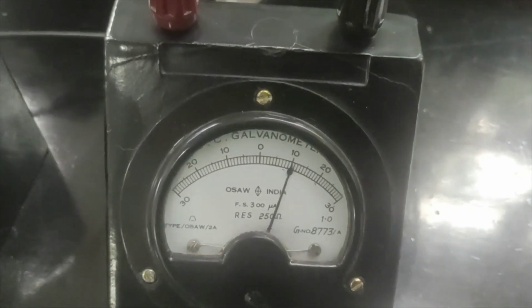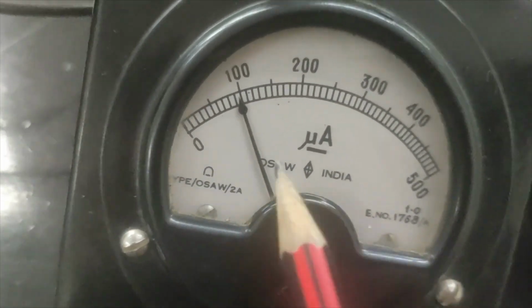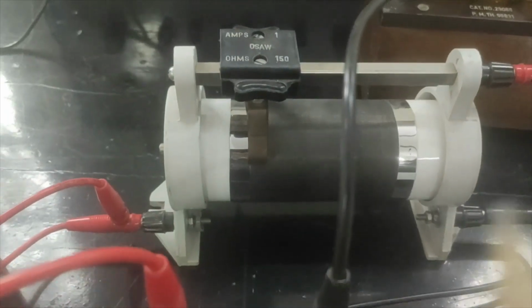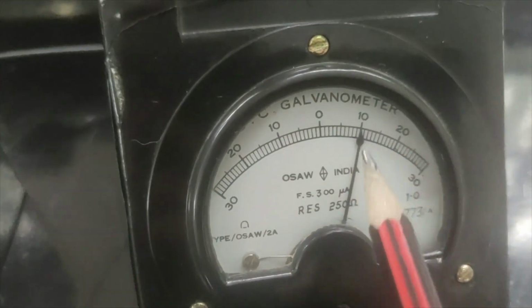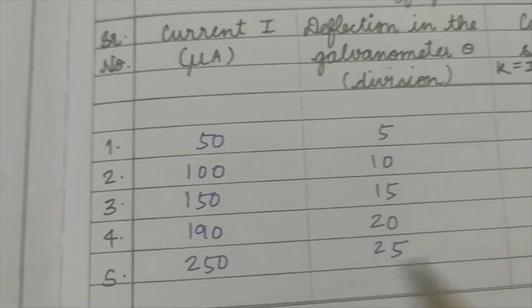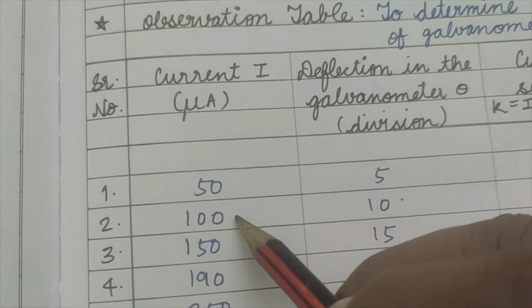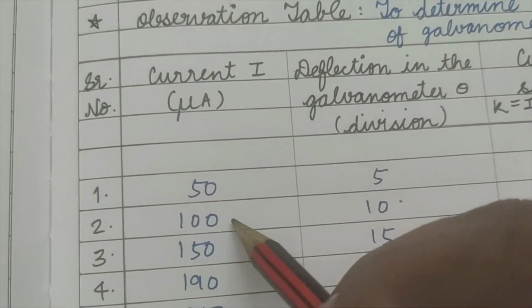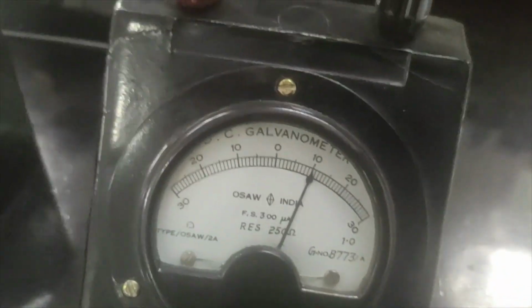Okay, for 10 divisions in the galvanometer, what I'm going to have is the 100 microampere current. So I have to note it. When I adjust the rheostat and make 10 divisions in the galvanometer, the corresponding current is 100 microampere. So I'll note it here. For 10 divisions we have 100 microampere current. Then I'll make it 15 and 20.